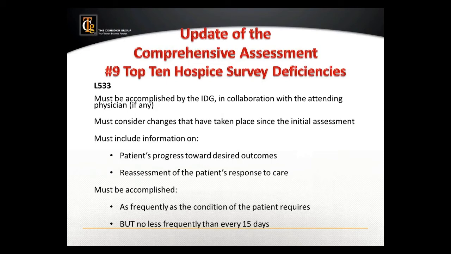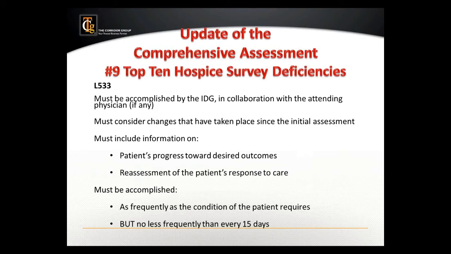Make sure that you have some documentation about the patient's progress towards their outcome. You'll see that that impacts some of the survey deficiencies as well, and a reassessment of the patient's response to care once you've initiated an intervention. Part of the reason for the deficiencies on the update is that they're not occurring as they should. It should be done no less frequently than every 15 days, but as frequently as the condition of the patient requires.